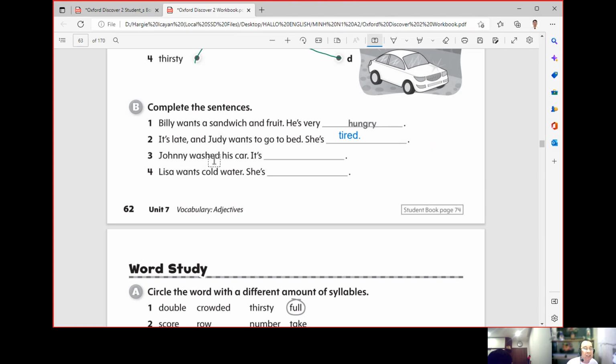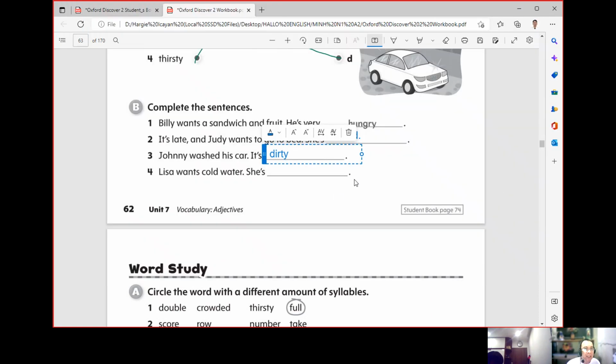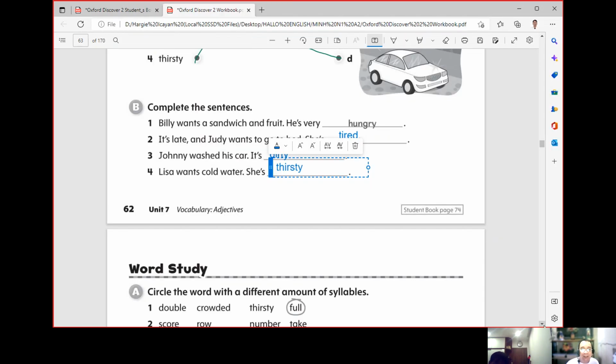Now, Johnny washed his car. Why did Johnny wash his car? Because it's dirty. Very good. Next, what about number 4? Lisa wants cold water. She's thirsty. Very good.